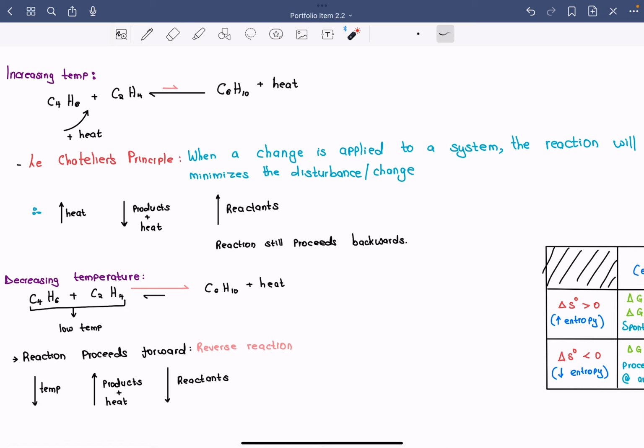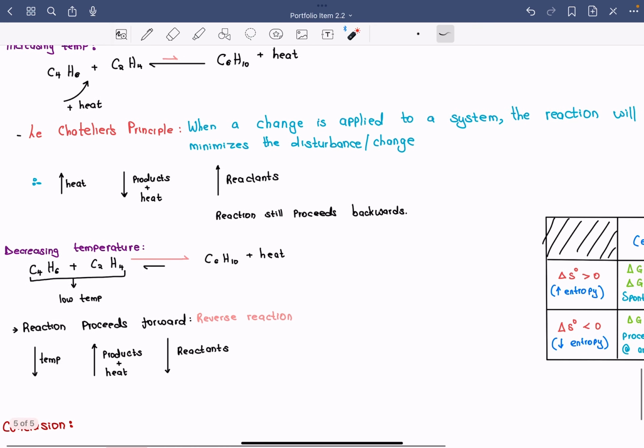What about decreasing the temperature? If we lower the temperature, the reaction is going to want to increase the temperature, so we're gonna be producing more products, which is products plus heat. So when we lower the temperature, the reaction will move forward, and we have successfully reversed the reaction, because when we lower temperature, we increase the products and the heat, and that decreases our reactants. That is a forward reaction, and we have successfully reversed the reaction.